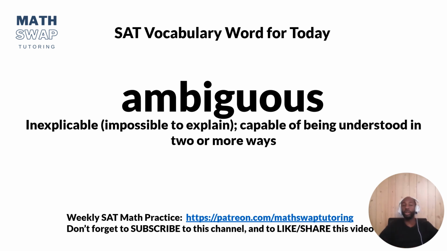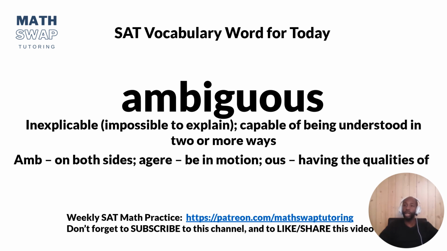Now let's define this a little further. I always think it's a good idea to try to break down the word a little bit more, because if you know how to do that, you'll know how to define even other words too. So you have amb, which means like on both sides, or you could say around. You have agiri, I think that's how you pronounce it, and that means to just be in motion. And then the us, which means having the qualities of. So another way to look at the word ambiguous is having the qualities of being in motion on both sides. So you see how that relates to the definition.